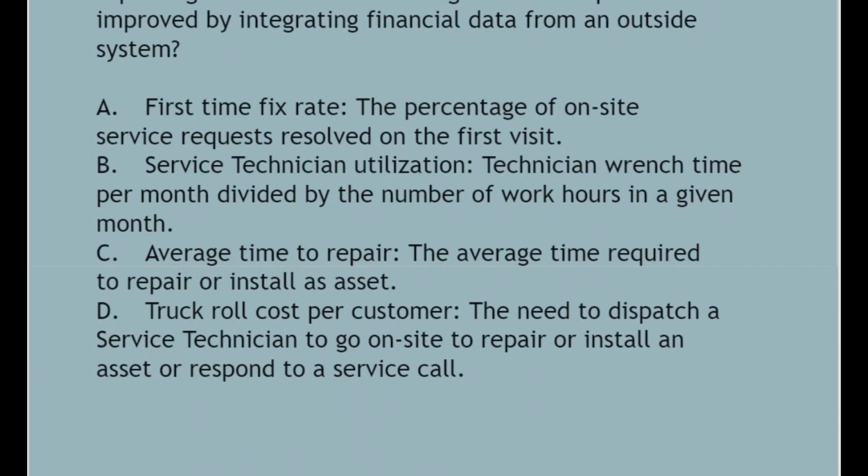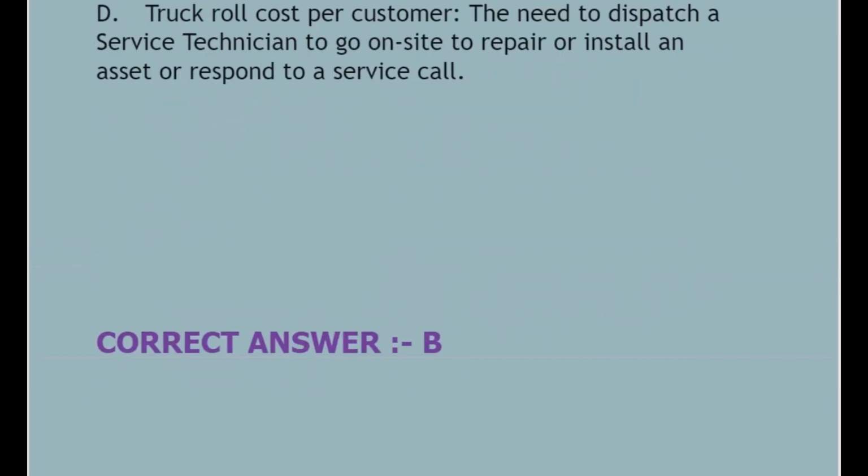Option B, service technician utilization. Technician wrench time per month divided by number of work hours in a given month. Option C, average time to repair. The average time required to repair or install an asset. Option D, truck roll cost per customer. The need to dispatch a service technician to go on site to repair or install an asset or respond to a service call. Correct answer is option B.